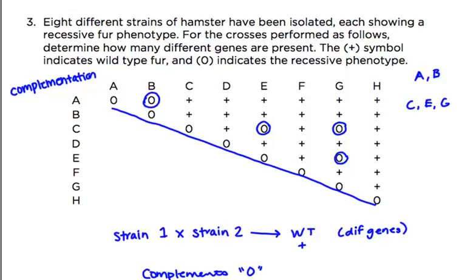All the other ones, D, the only one that doesn't complement with is itself, so D is on a separate gene. And the same goes for F, and the same goes for H. So all in all, there are 5 different genes present, and these are the mutations on each of the 5s. So 5 genes.